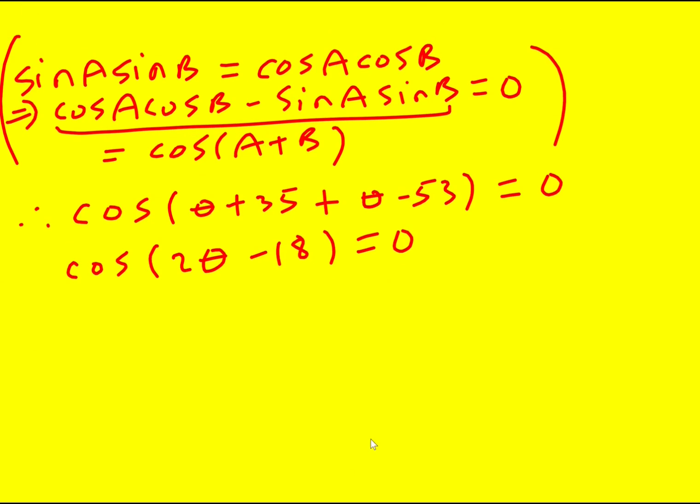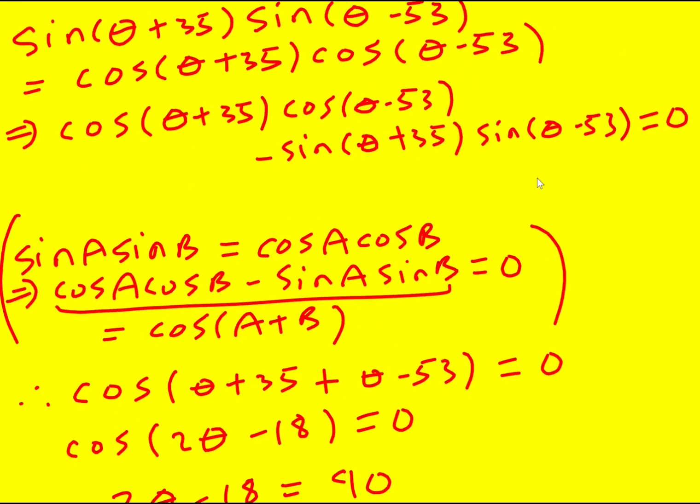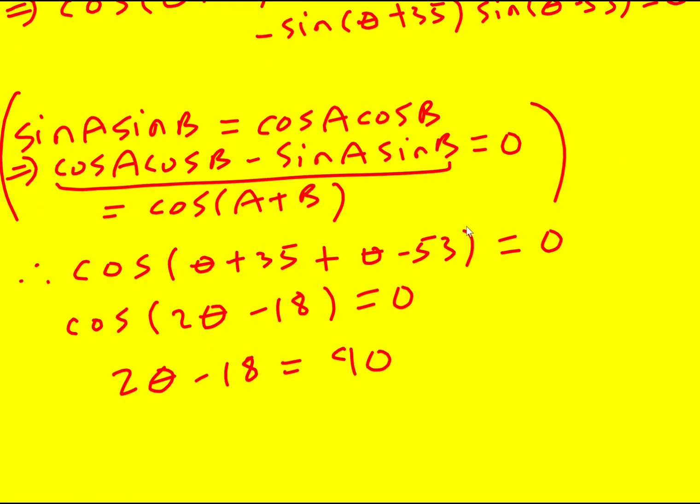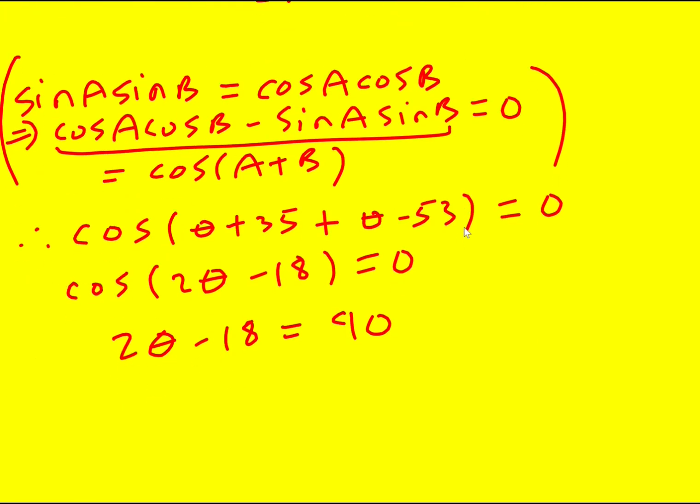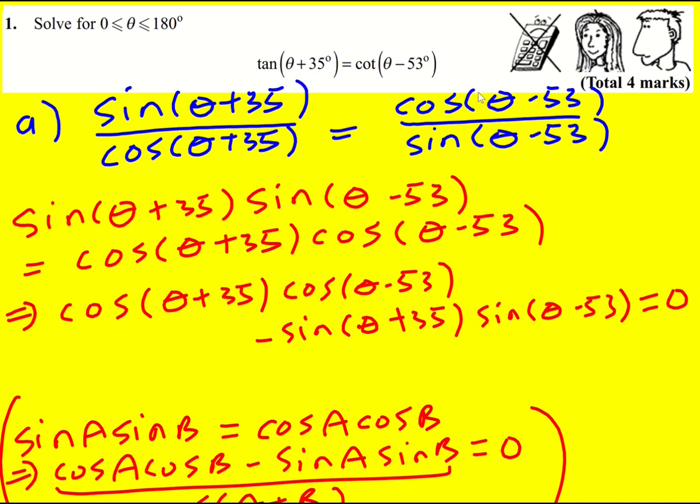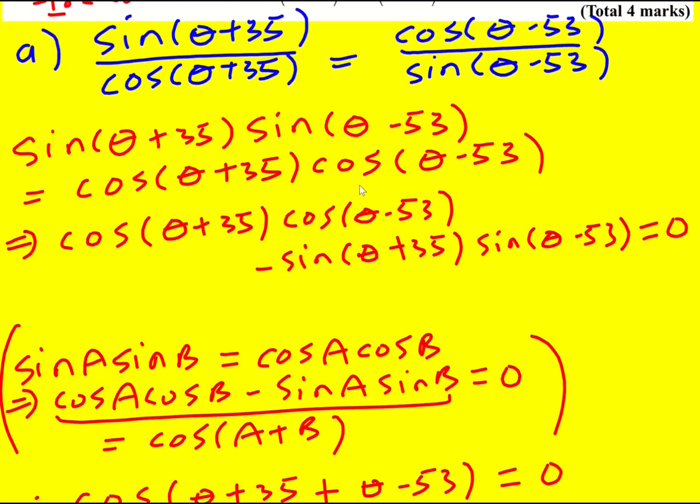And we can take inverse cos of 0, no problem. So 2 theta minus 18 will equal 90. That's going to be one possibility. Just got to think, what is the range of values? Theta is between 0 and 180. And you can therefore say that 2 theta is going to be between 0 and 360, and therefore 2 theta minus 18 is going to be between minus 18 and 342. So this is the range of values that we're interested in.